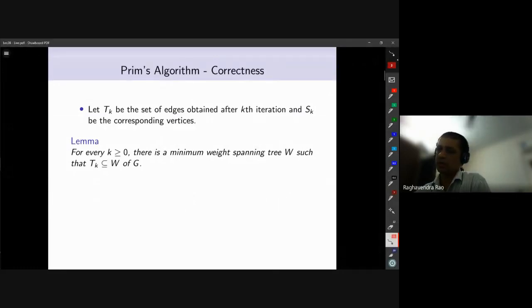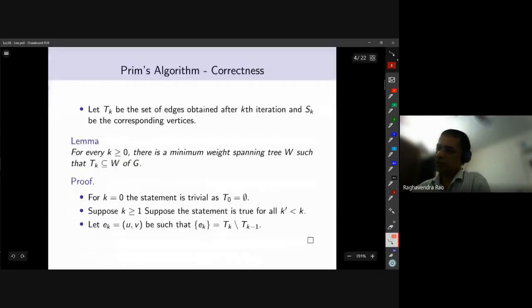The statement that we were trying to prove is the following. Let Tk be the set of edges, that is, the tree obtained after the kth iteration of Prim's algorithm, and Sk the corresponding vertices. The claim is that for every k, there is a minimum weight spanning tree W such that the edges in Tk are contained in W. Intuitively, at every iteration, the partial tree that you have can be extended to a minimum weight spanning tree. By extending, I mean adding edges.